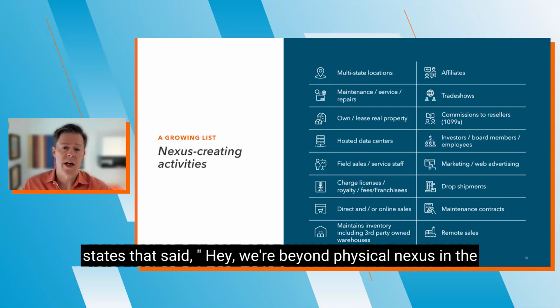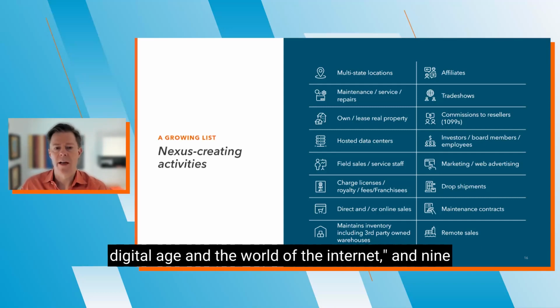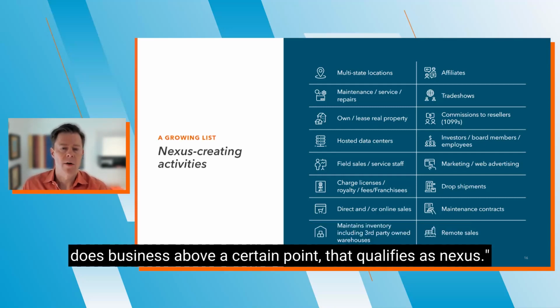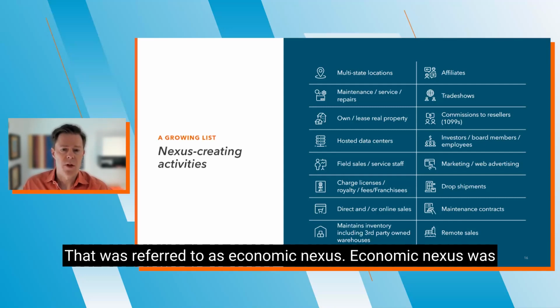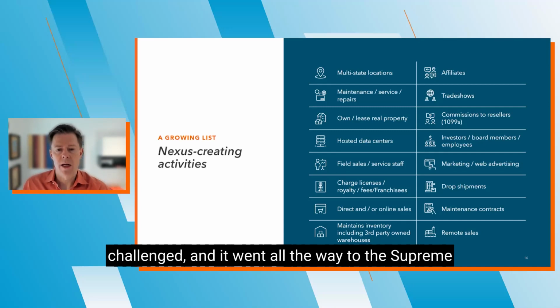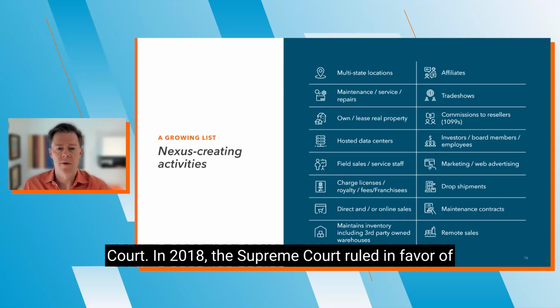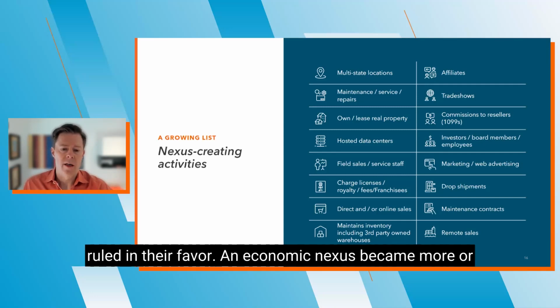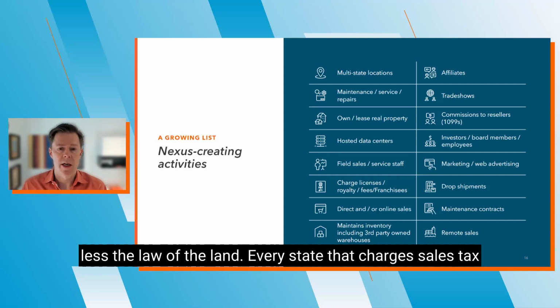There were 9 states that said, hey, we're beyond physical nexus in the digital age and the world of the internet. And 9 states passed their own laws that said, if a company does business above a certain point, that qualifies as nexus. And that's referred to as economic nexus. Economic nexus was challenged, and it went all the way to the Supreme Court. In 2018, the Supreme Court ruled in favor of the state of South Dakota that had an economic nexus law, and ruled in their favor. And economic nexus became more or less the law of the land.